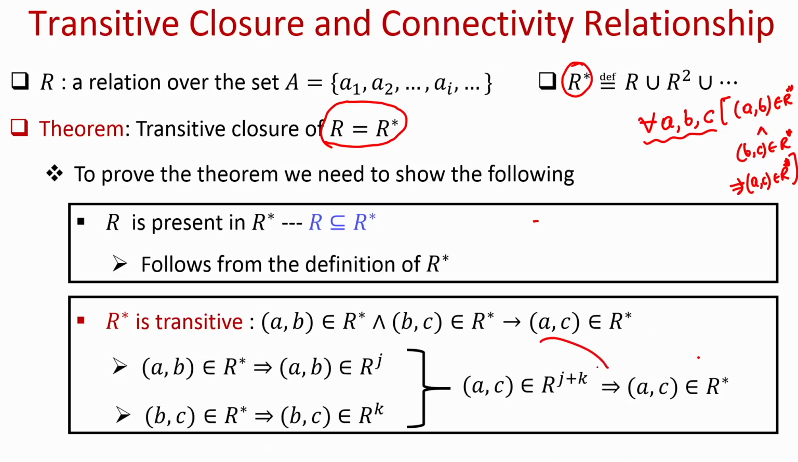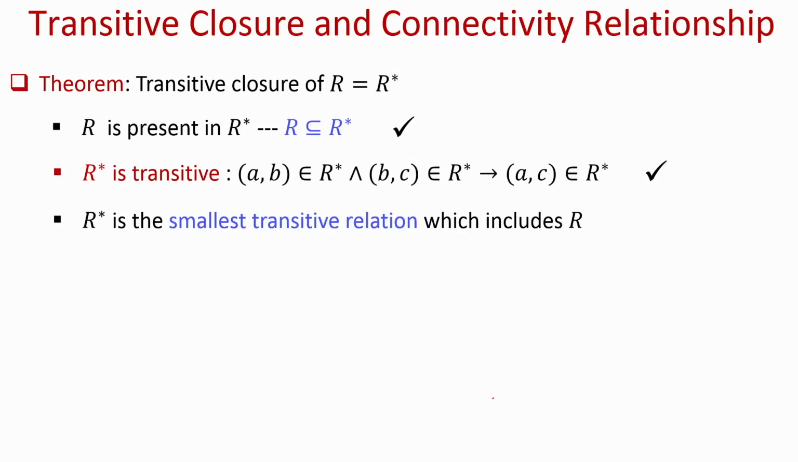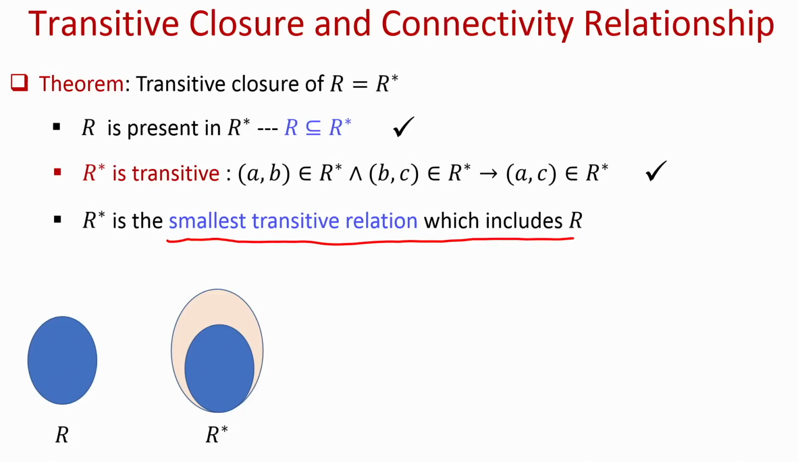So, we proved this implication to be true for an arbitrary a, b, c, that shows that the relation R star is transitive. So, we have shown that two of the requirements of transitive closure are satisfied by your R star relation. Now, we have to prove the important thing. We have to prove that R star is the smallest possible expansion of your relation R which is transitive. And the way we are going to prove this is as follows. We have expanded our relation R to R star. We have shown that R is present in R star, and we have also shown that R star is transitive.